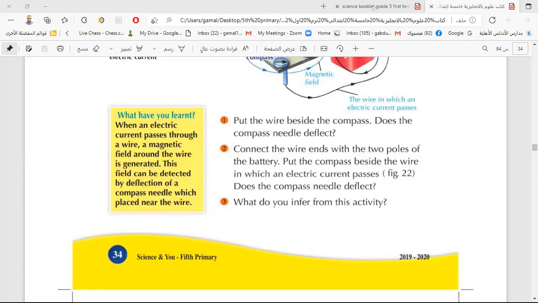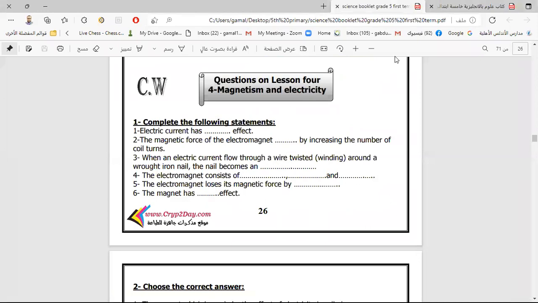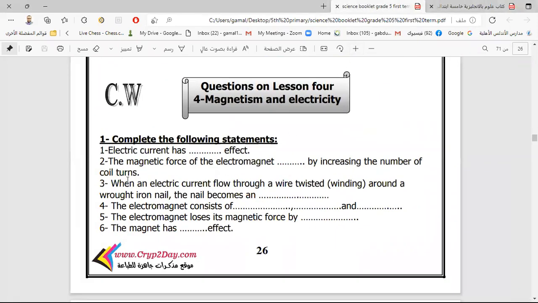Now we can go to the booklet and solve some questions. Continue solving the questions. Number one: the electric current has what? We said the electric current has a magnetic effect.